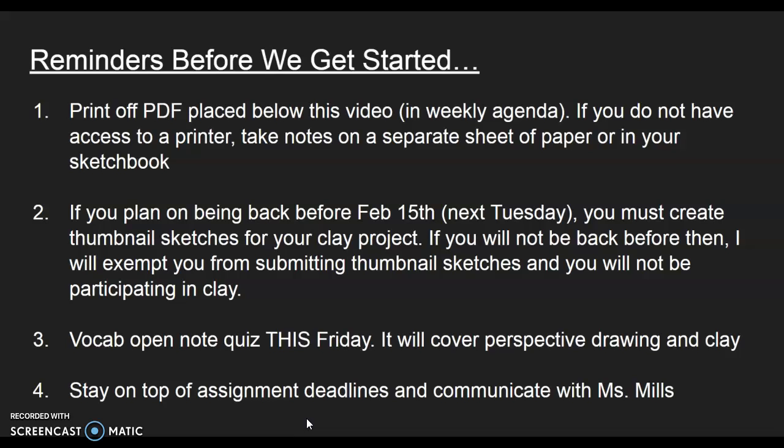We have a vocab quiz that you are going to be taking regardless of whether you're in class or at home. It's going to be located on Canvas. It's open note, so you can use the notes that you took for your 1-point perspective project as well as the notes that you're going to be currently taking for this project. So even if you end up not being able to create clay, I still need you to understand how clay works and the vocab and everything that goes into it, because if you were to continue in Art 2 or high school credit or whatever, you need to know these types of vocab and just everything, okay?